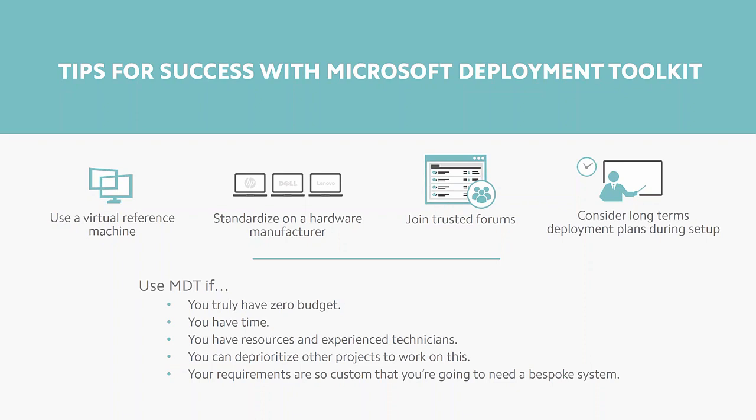So this can be not only manufacturers, but also models. The lower number of models or specific hardware that you have to support, the more successful you're going to be, just because you don't have to spend as much time trying to figure out how each device works. And then consider your long-term goals. So if you're going from Windows 7 to Windows 10 or UEFI, make sure that you figure out what you need to do to get those things to work.